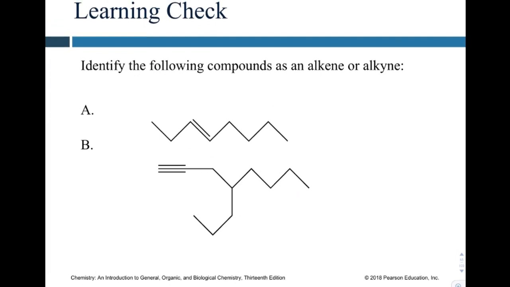All right, so looking at this one, you should see one double bond here. This is an alkene. And in here, you should see a triple bond. There is a carbon here and a carbon here. This is your alkyne.